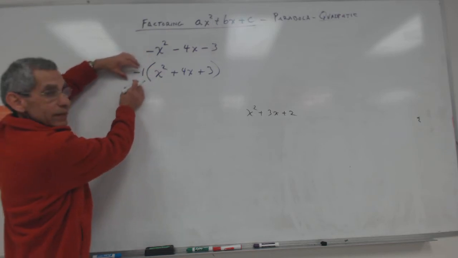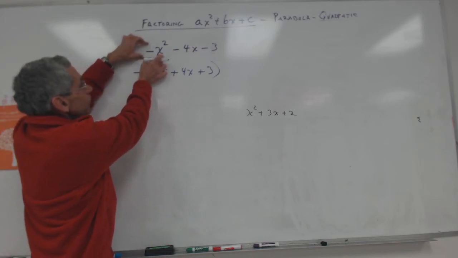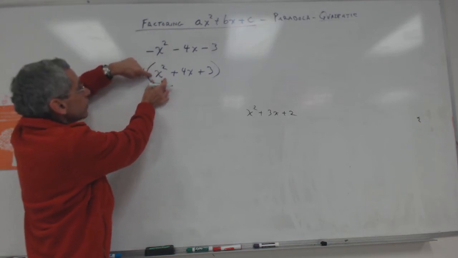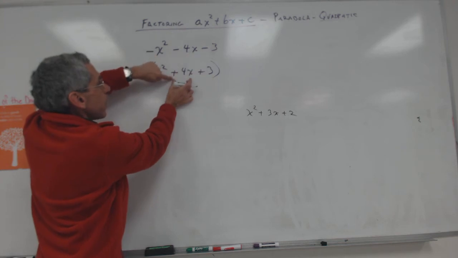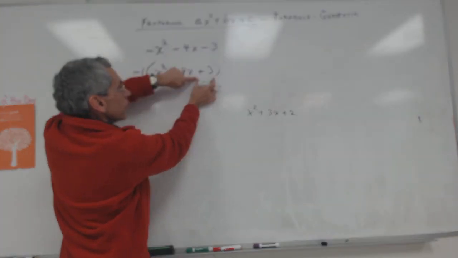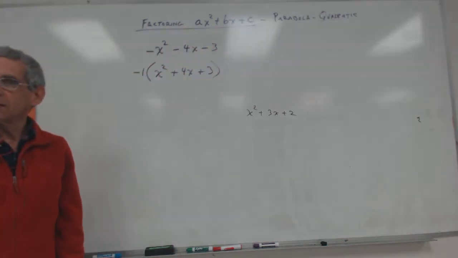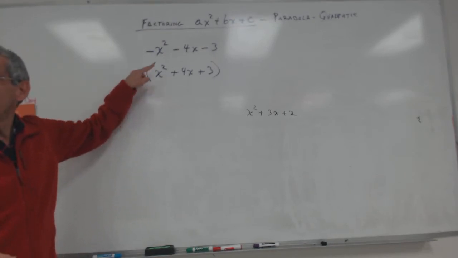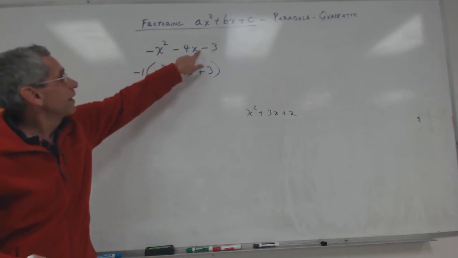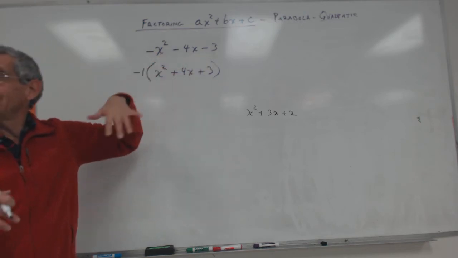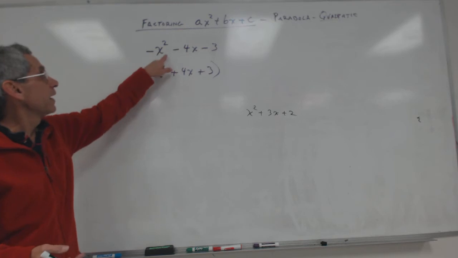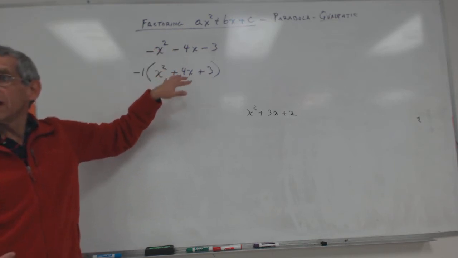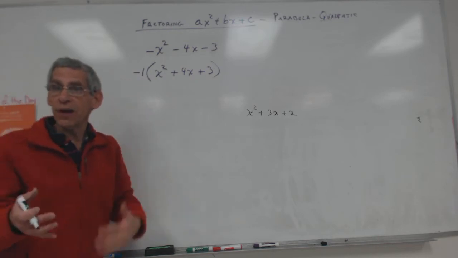By doing that, this divided by negative 1 is positive 1, so 1x squared. This divided by negative 1 is positive 4x. This divided by negative 1 is positive 3. Does that make sense? So all I have to do is put a negative 1, parenthesis, and then everything goes in here with all the signs changed. If it's a negative, it becomes a positive. If it's a positive, it becomes a negative. All the signs change just by factoring out a negative 1.